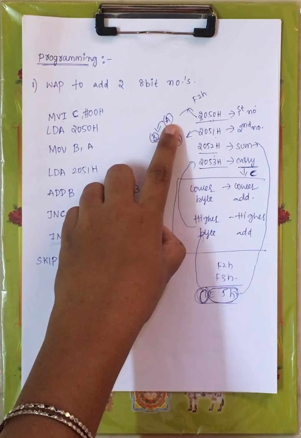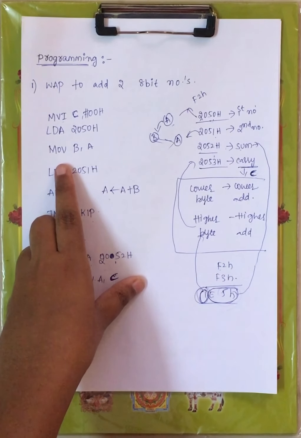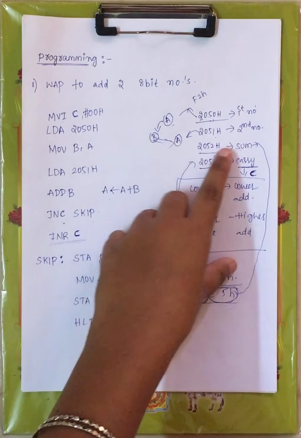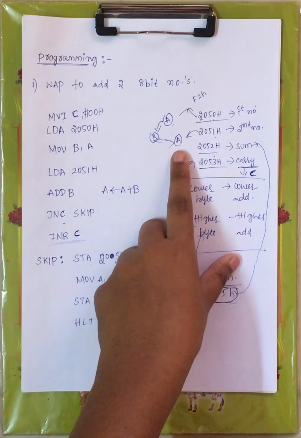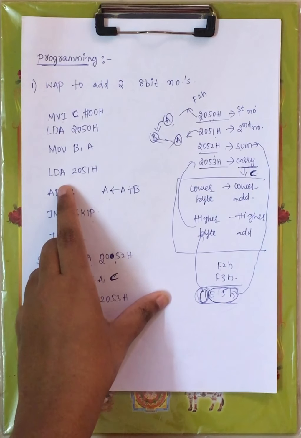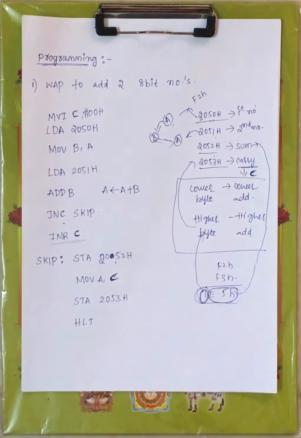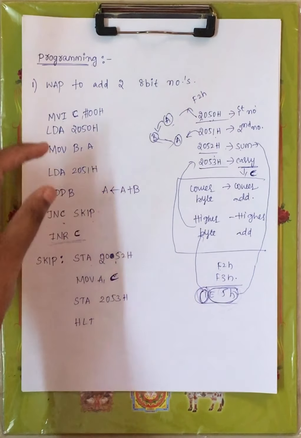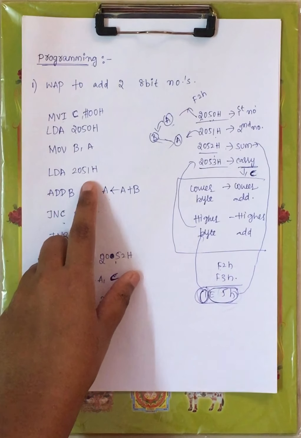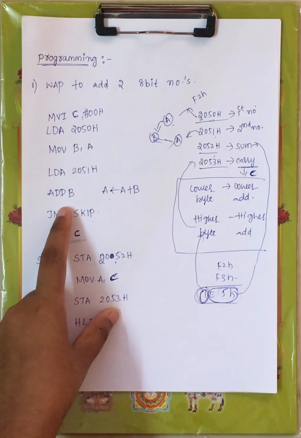Next the contents of A are to be moved to B. For that purpose we have the instruction MOV B, A, right? Next the second number has to move to the A register, right? Now for that purpose we are using the instruction LDA 2051h, right? Now we have taken two 8-bit numbers, one stored under the B register and another stored under the A register, right? Next operation is the addition operation, ADD B, right?